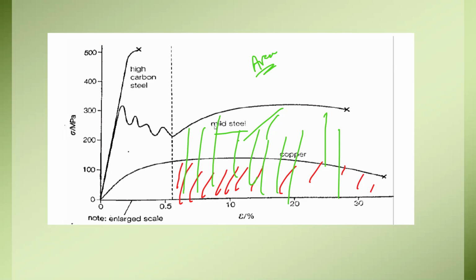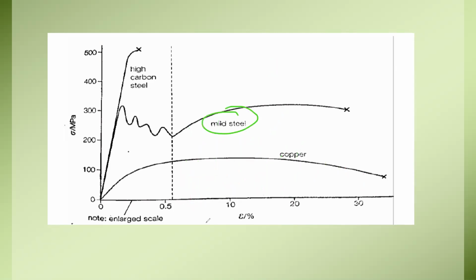That's why car bodies are made of low carbon steel. In case of a car crash, the body will deform and absorb the maximum amount of energy, because when it is deforming, it is absorbing energy. So it absorbs the maximum amount of energy in plastic deformation.